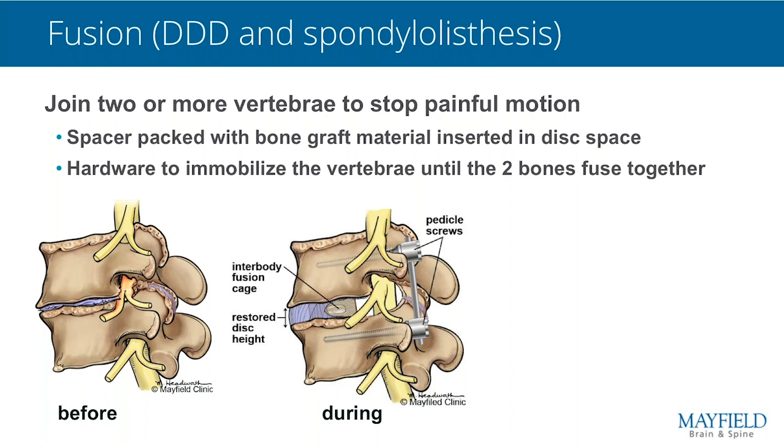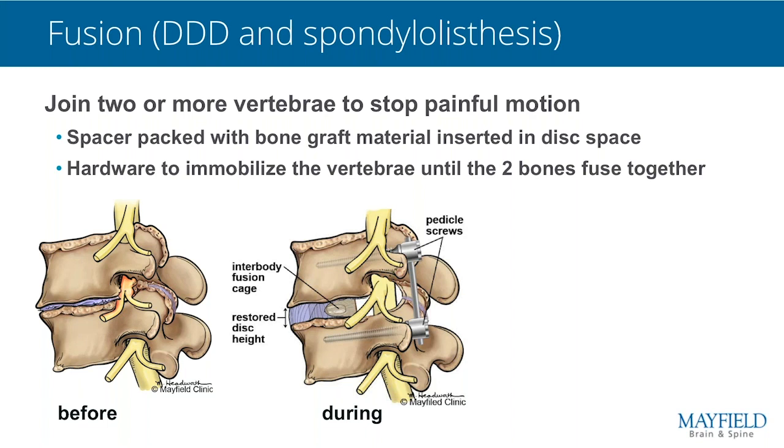So that material can either be shavings taken from your spine when they're doing the surgery, or you can have it from a bone bank, or you can have a synthetic material. It's an autograft if it's your own bone. It's an allograft if it's cadaver bone.